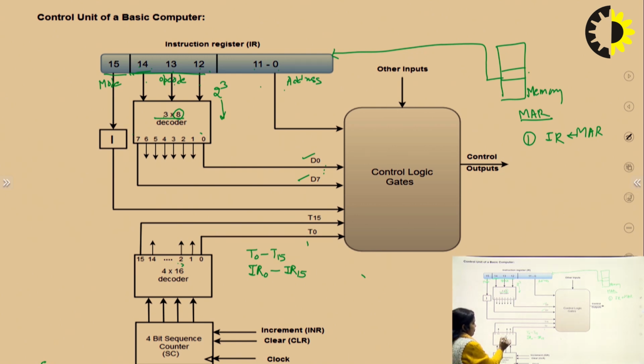That's why with every clock, the timing signals will change. So now we know there are 16 outputs, so in reverse order, there is definitely a 4x16 decoder. In the 4x16 decoder, the input is 4 bit, which means we are working with a 4 bit sequence counter. Every time the sequence counter will be incremented by 1. So here there is the increment input, the clear input and the clock input.